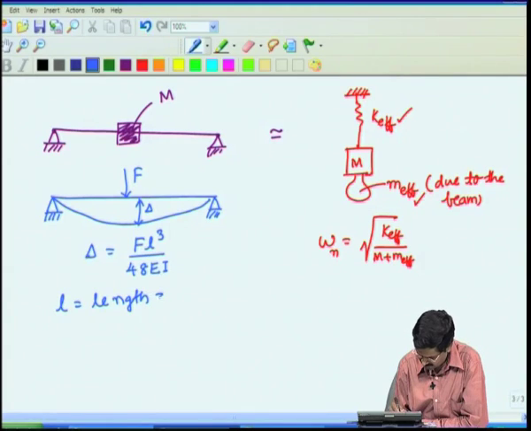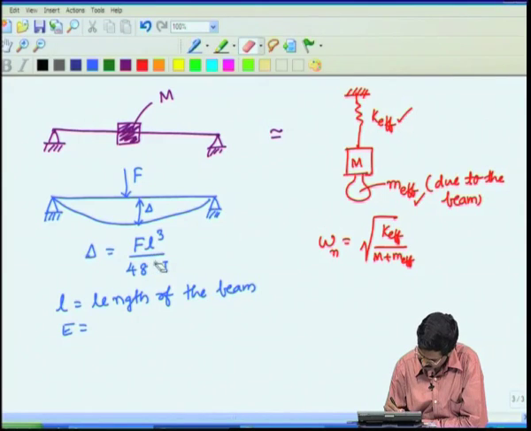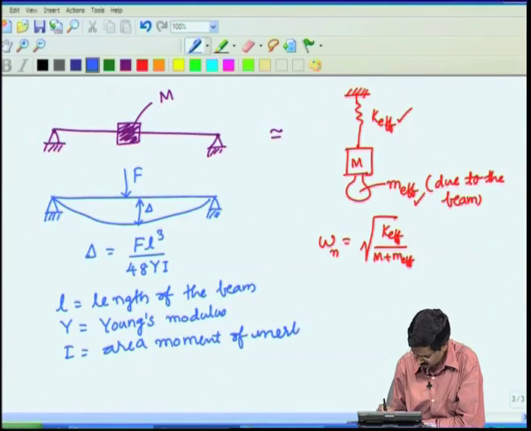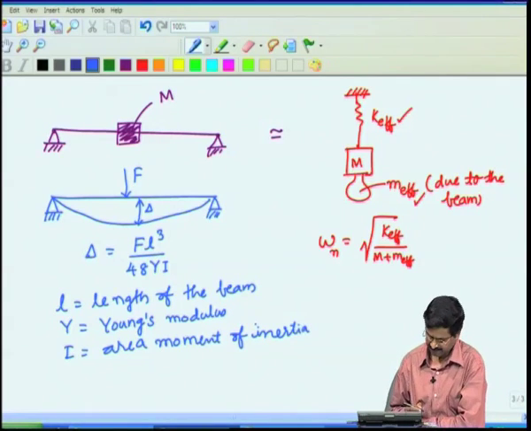L is the length of the beam, and E is actually, we have been using Y, so that there is no confusion with the electrical field that we will encounter later in this course. So, we are using Y for Young's modulus and I is the area moment of inertia. Okay, that is the thing.